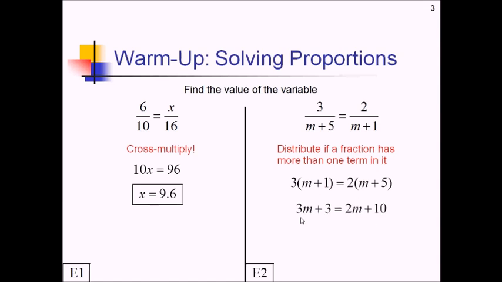Subtracting 2m over here, we've got an m. Subtracting 3 over there, we've got a 7. And that's it for that one.